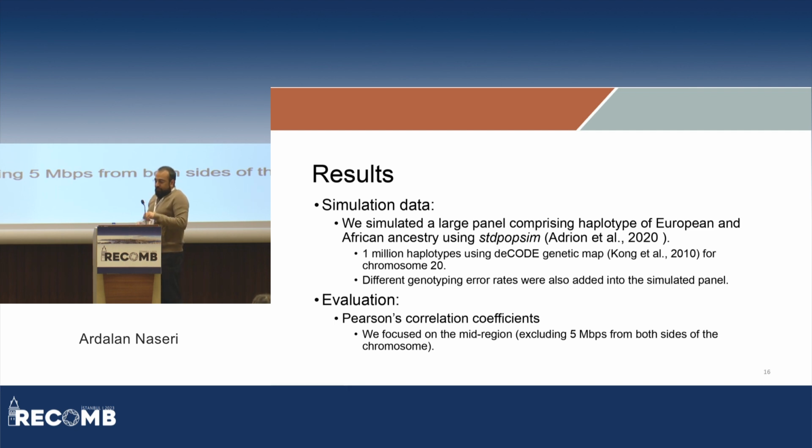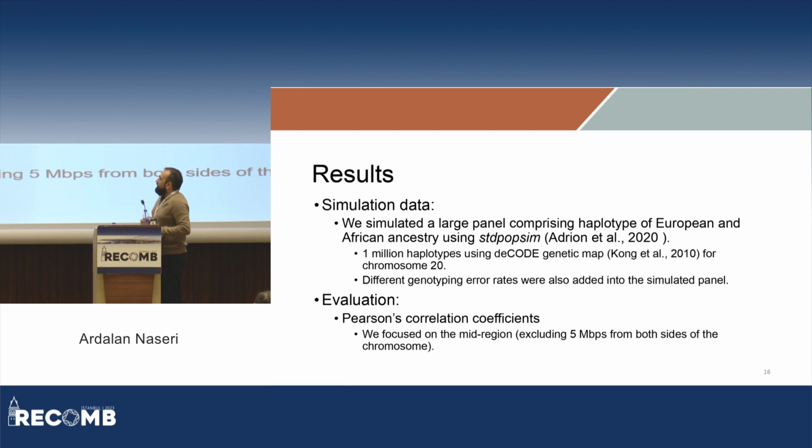Now on to the results. We simulated a large panel of 1 million haplotypes using the deCODE genetic map and chromosome 20, and we added different genotyping errors. For the evaluation, we used the Pearson correlation coefficient. The other thing I want to mention is that the focus of our work was the middle region. We excluded the beginning and the end of the chromosome, 5 million base pairs from the left and 5 million base pairs from the right. One issue is that we didn't have a special treatment for the boundaries. That's a problem we're going to have to address later on.